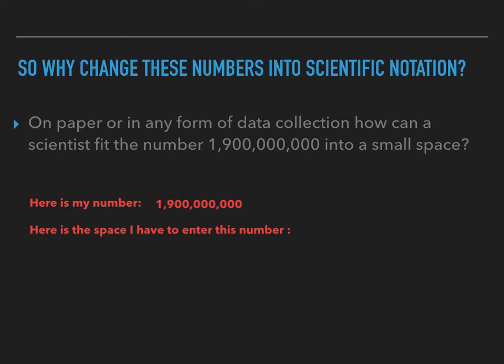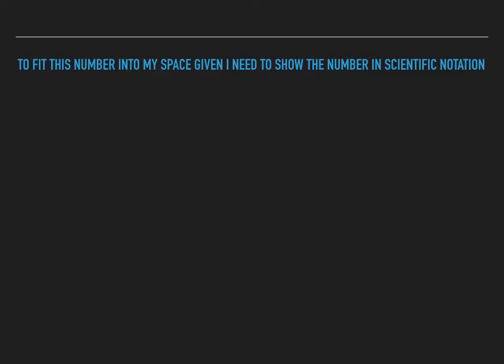Here's my number, which is 1.9 billion, and here's the space I have to enter this number. As you can see, 1.9 billion is not going to fit into that small amount of space I'm given. To fit this number into my space, I need to show the number in scientific notation.